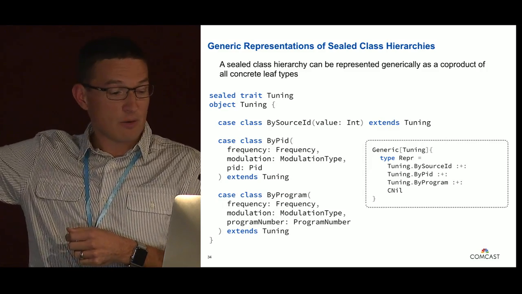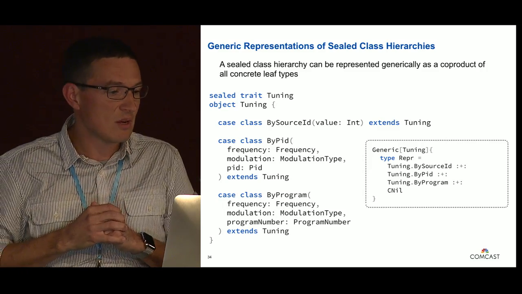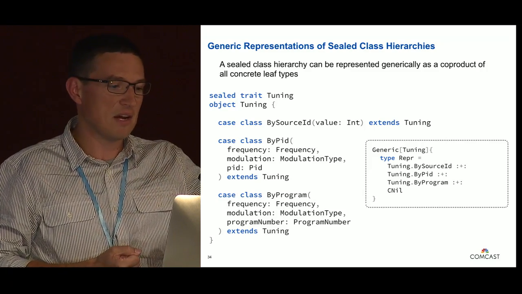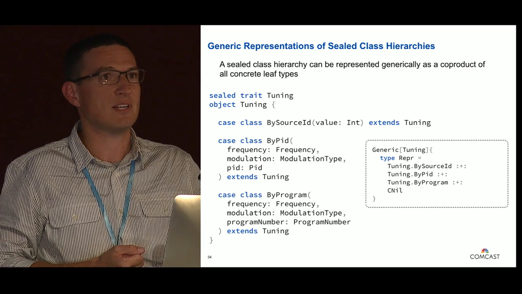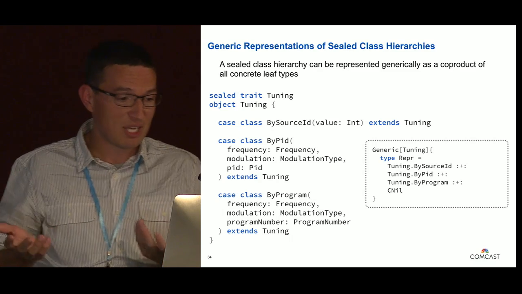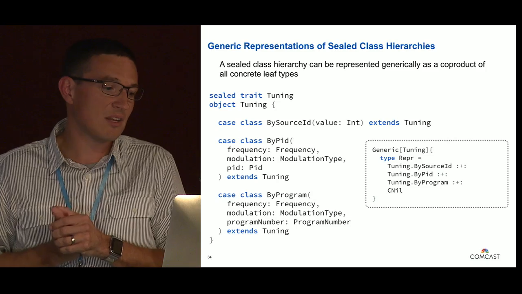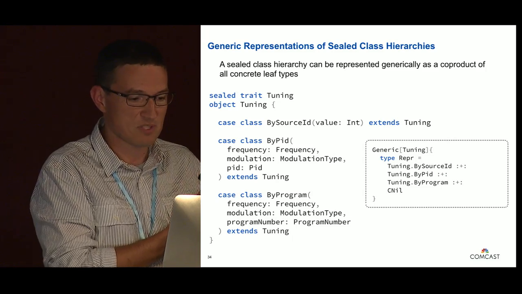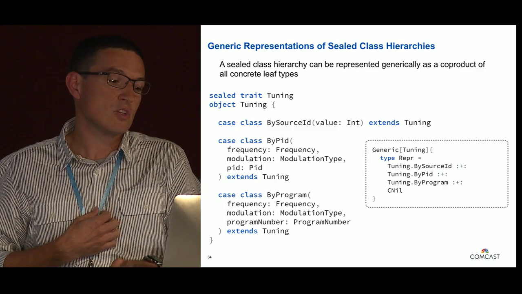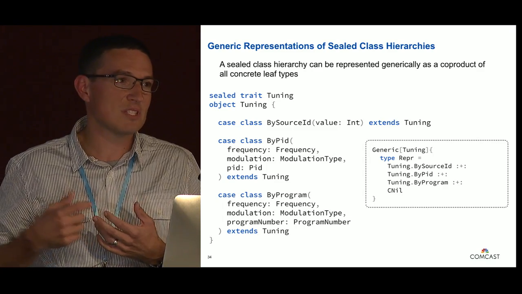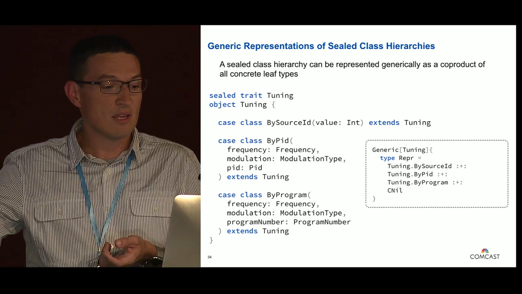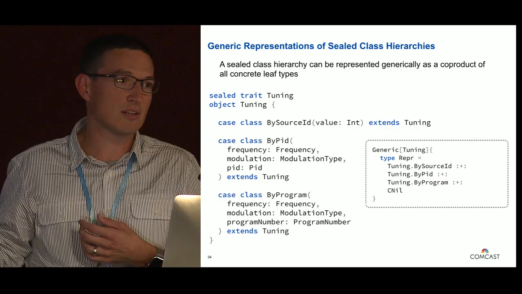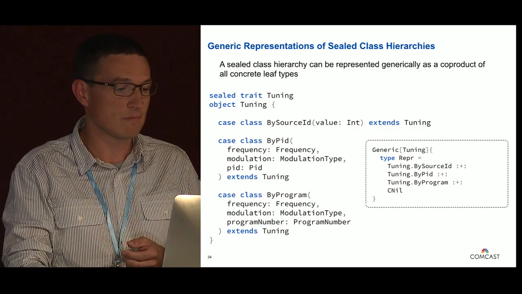So if we take this example again from the MPEG video space, we have the sealed trait tuning, and we've got 3 different options on how to tune a piece of content. We can tune by something known as a source ID, which is represented as simply an integer. We could tune by a PID. We have to give a frequency and a modulation and a PID. Or we could tune by this thing called program number. Also needs a frequency and modulation, but takes a program number. So when we ask what's the generic representation of this, we'd say the generic representation of tuning is one where the type member Repr has been refined to the coproduct that's each of those types ORed together.